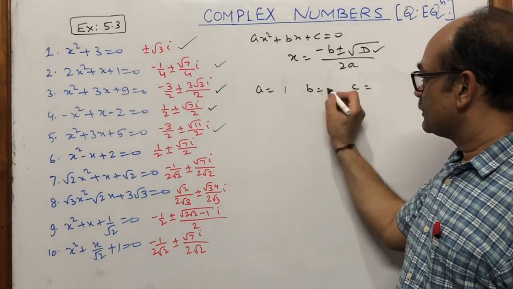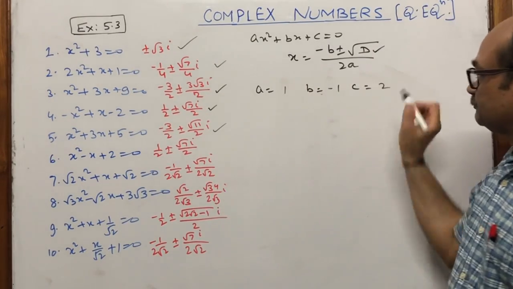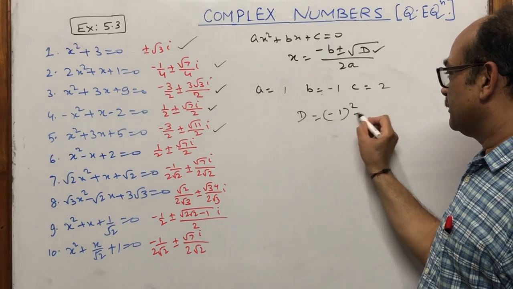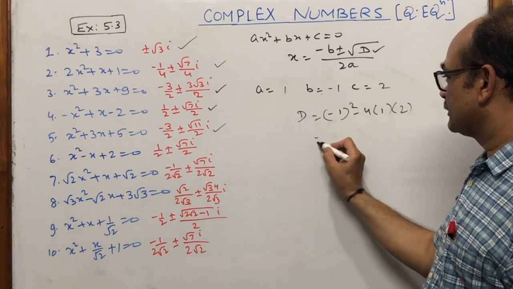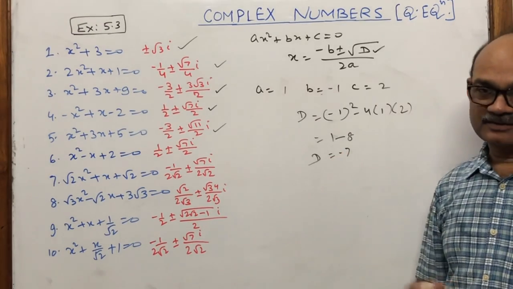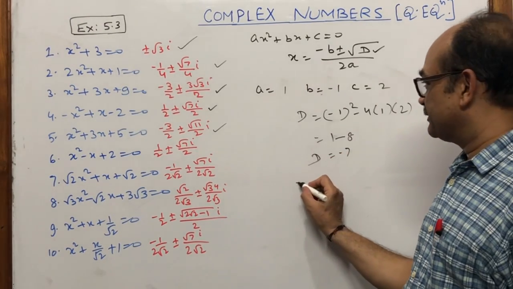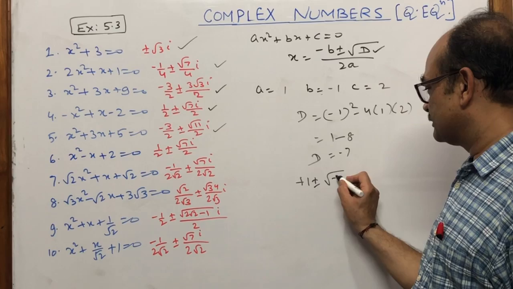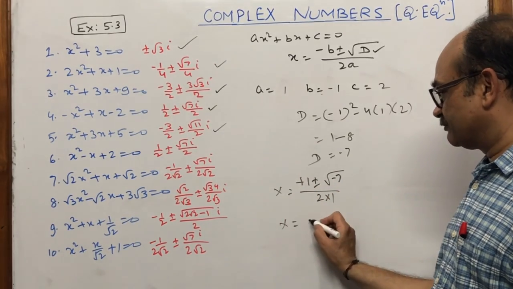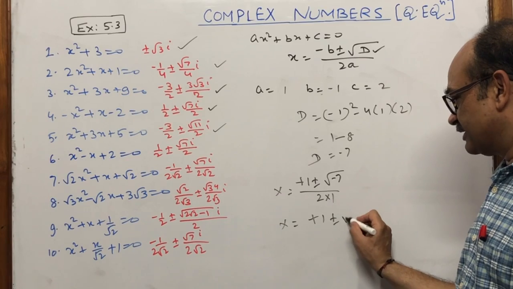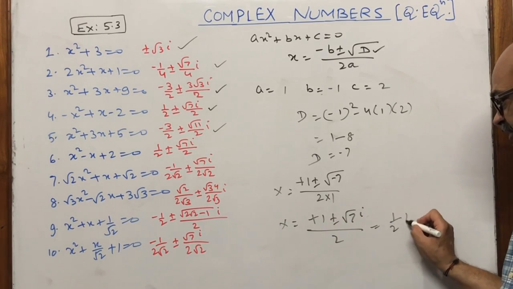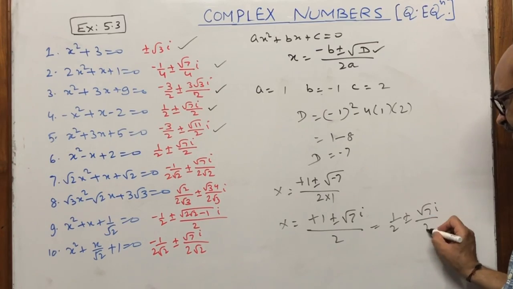One minus 1 and 2. Calculate D. B square minus 4AC. 1 minus 8, that is minus 7. Final answer, minus B plus minus root D divided by 2A. So x equals to 1 plus minus root 7 iota divided by 2. Separate it: 1 by 2 plus minus root 7 iota by 2.